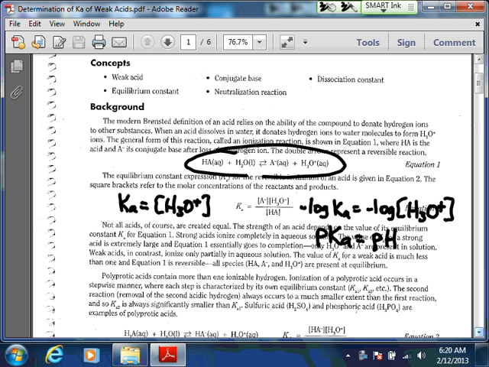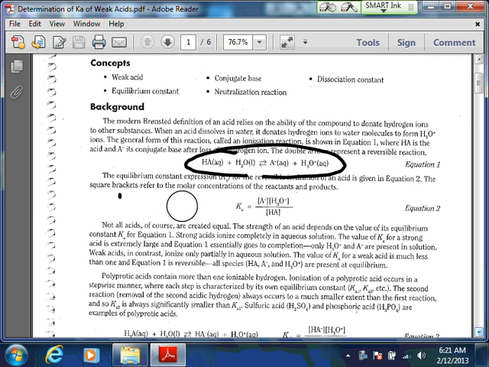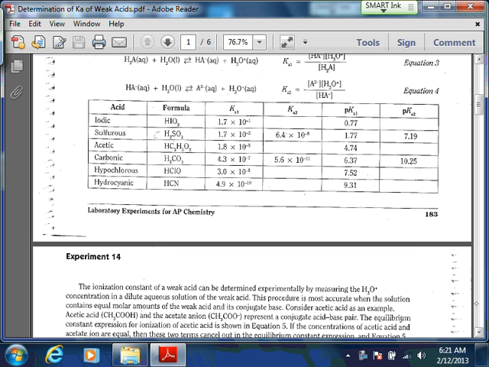Okay, and that p just means we're taking the negative log of it. Okay, and so that's kind of the idea. So at the point where the A minus and the HA are equal, if we can get it to that point and then measure the pH of the solution, that also tells us the pKa, which is the negative log of the Ka. And once we know that, we can just 10 to that number, and that will give us our Ka value. Okay, so that's basically the idea of the lab. Now the problem is, how do we get the concentrations to be equal? Okay, and we'll get to that in just a minute.